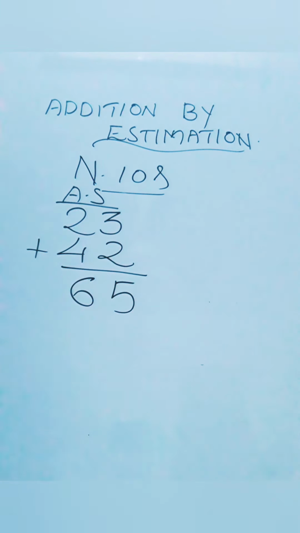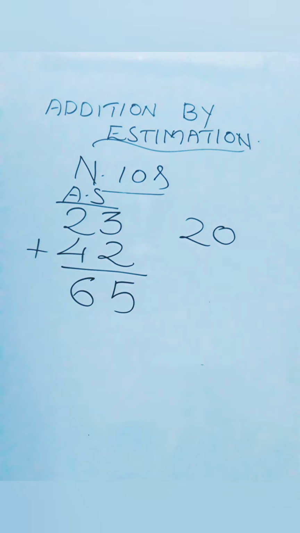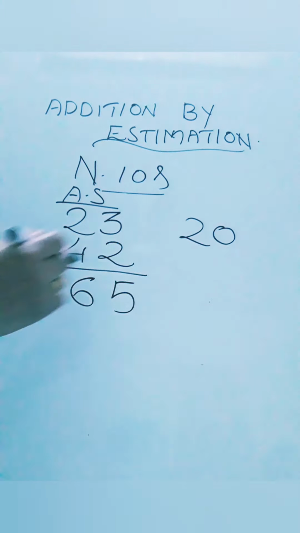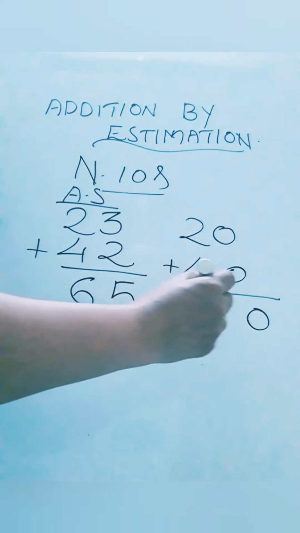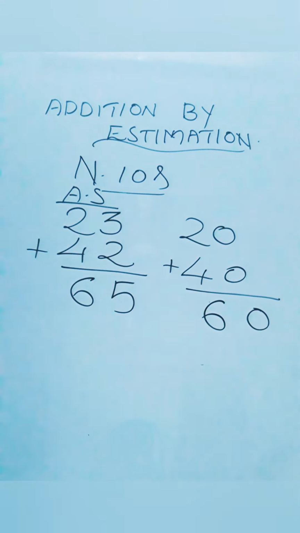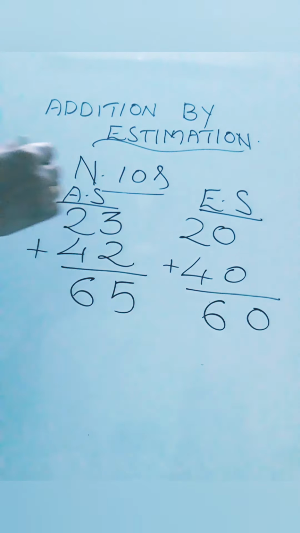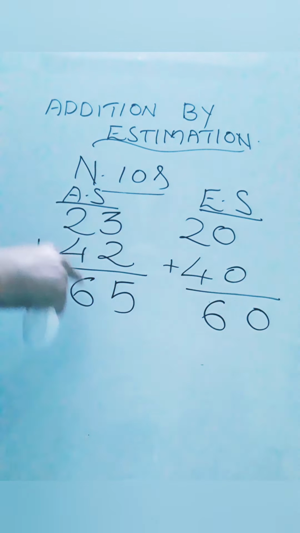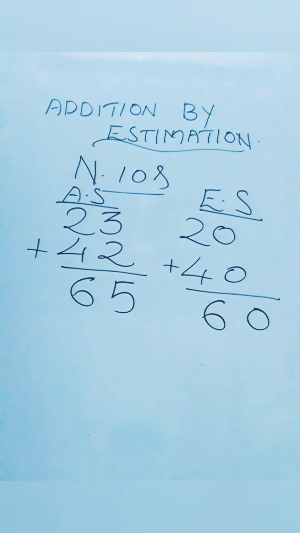Now, if I round these numbers, 23 is lying between 20 and 30, so it will be rounded down to 20. 42 will be 40. See the answer here: 0, and 2 plus 4 is 6, so 60. This is the estimated sum, ES. AS means actual sum, and ES is the estimated sum. So what do you understand? Without doing the actual sum, we can do estimation in our mind.